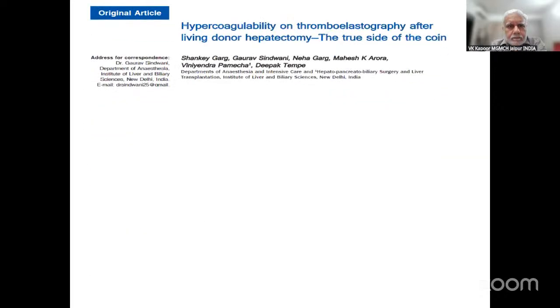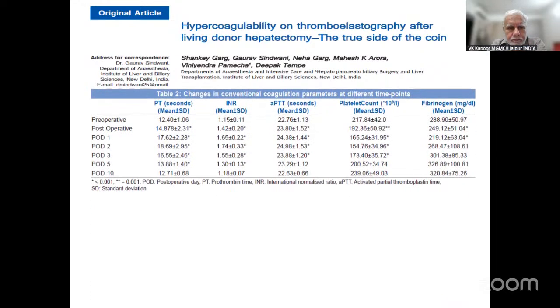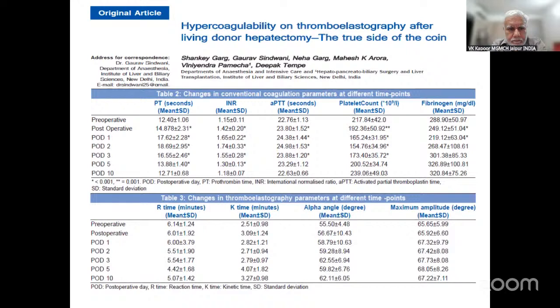There is another study done at ILBS on donor hepatectomy patients, and they did routine coagulation tests in the preoperative period, intraoperative period, 6 hours after surgery, day 1, day 2, day 3, day 5, and day 10. Also, they did TEG simultaneously. They found the patient was hypocoagulable at day 1, day 2, and day 3, and normally coagulable at day 5 and day 10. But on TEG, the patient was hypercoagulable at day 1, day 2, day 3, and day 5. They said that though the PT-INR value is on the higher side, on TEG the patient is in a hypercoagulable state.